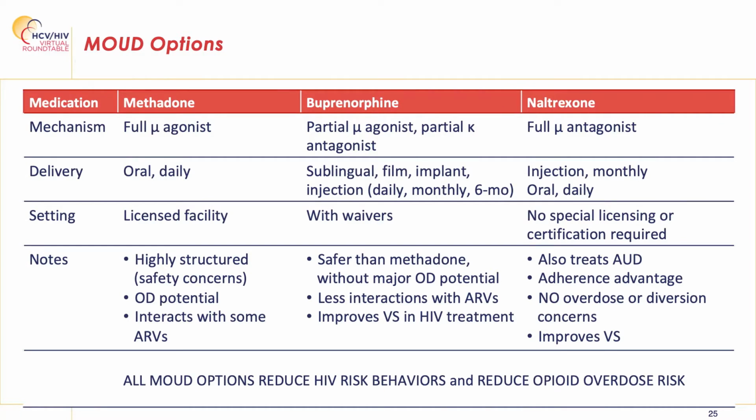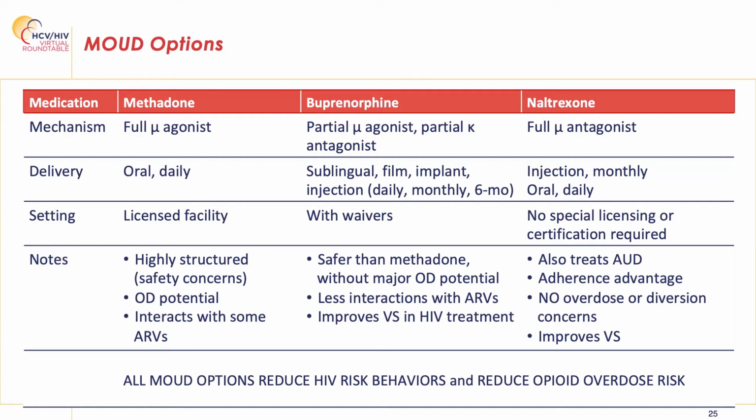Buprenorphine is the next class of drugs, a partial agonist and a partial antagonist. It's available in several different formulations. You can take it sublingually. You can administer it via film, which is applied to the skin. You can administer it via an implant, which is then 6 months worth of dosing, or injections, which are given every month. The nice thing about buprenorphine is it can be given in a primary care setting or a buprenorphine clinic, with less structure than is required around methadone maintenance.